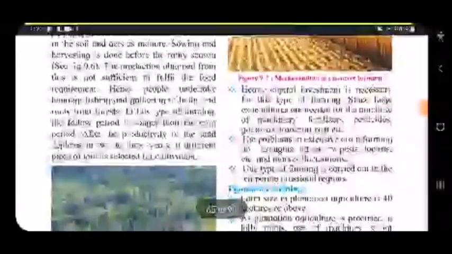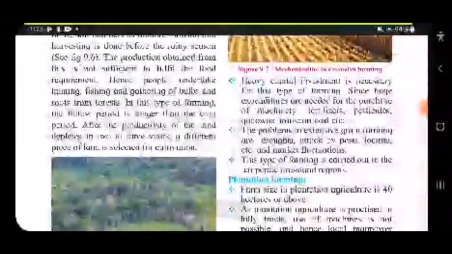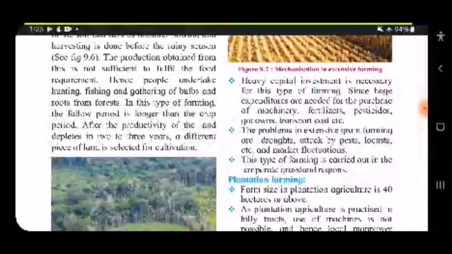Okay, let's see other. Heavy capital investment is necessary. Now, for this type of farming, that is extensive grain farming, you require a lot of money. Since huge expenditures are needed for the purchase of machinery, you require machinery, fertilizers, pesticides, godowns, transport cost, etc. Why do you require godowns? When the crops are grown, when the grains are grown, you need to store them. So, you require a lot of money.